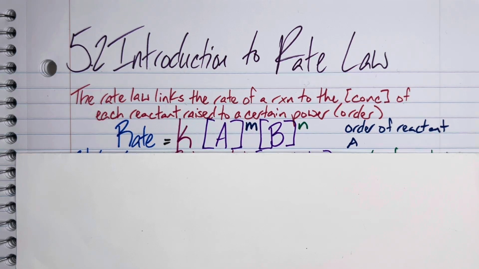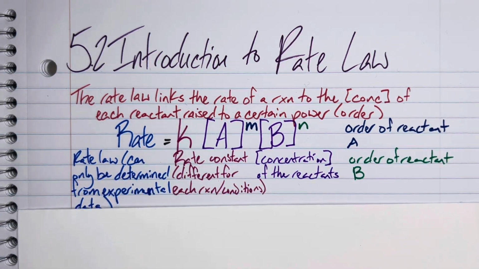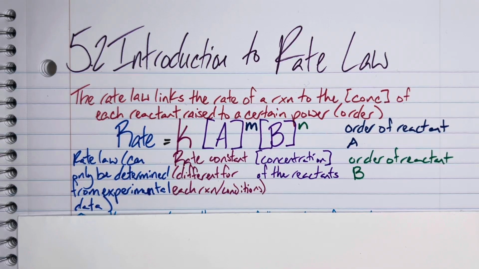The rate is equal to K multiplied by the concentration of reactant A raised to M multiplied by concentration of reactant B raised to N. And then each of those pieces are defined as such. The rate is going to be the rate law and can only be determined based off of experimental data. Our K value is going to be our rate constant, and it is different for each reaction and under different conditions.